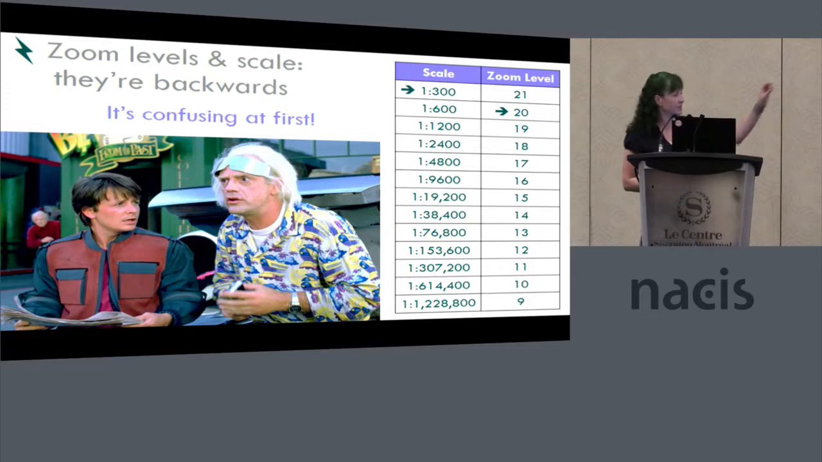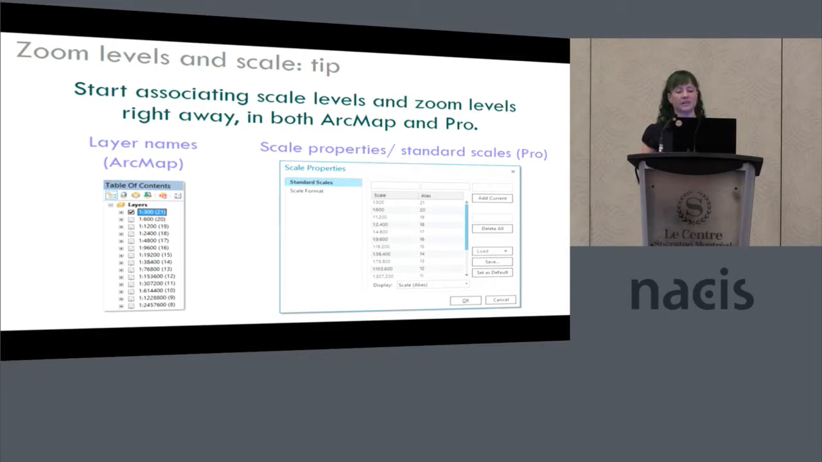I recommend making yourself a little table like that and printing it to refer to, because that's what I did. And another tip along those lines, start associating that right away. So I put a little note in my ArcMap MXD saying which zoom level everything was, and I made an alias in ArcGIS Pro so I could associate those in my mind.